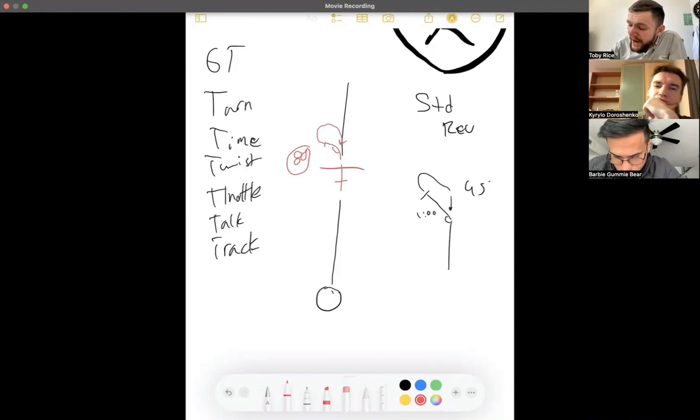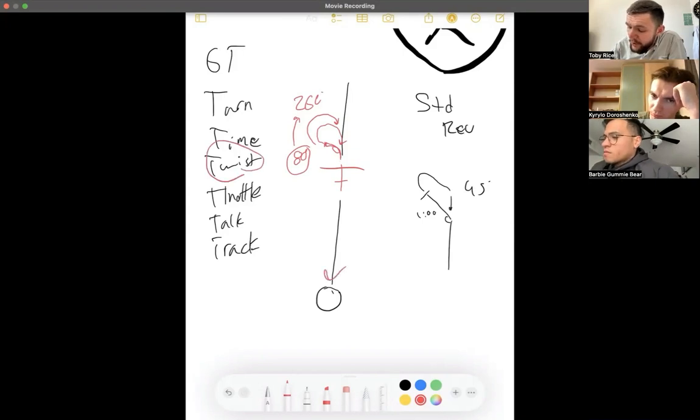This number of degrees is 80. The number of degrees from here to here is 260. So it's called an 80, 260 course reversal. Same thing. You start your turn. No need for the time. You've got to twist, right? So twist to 180, throttle, talk, track. Once you hit 80 and start turning back to 260, or start turning back towards the radial, just intercept and fly it inbound. And now you're going the other direction.